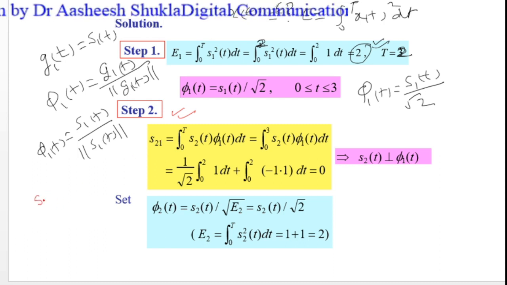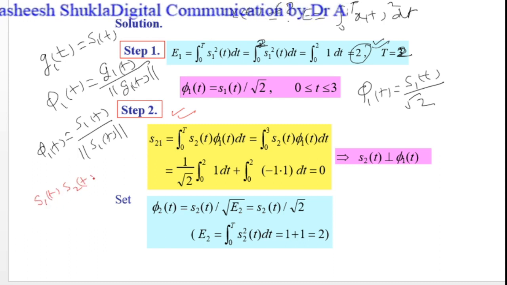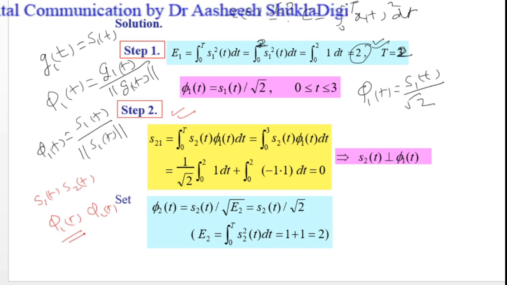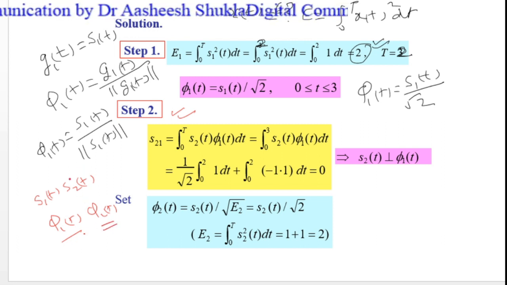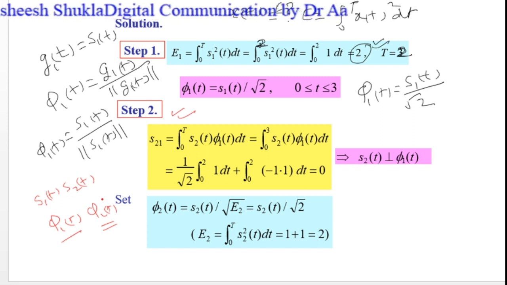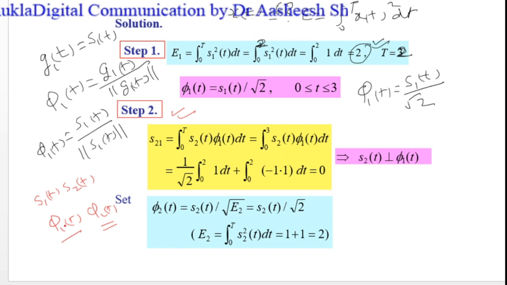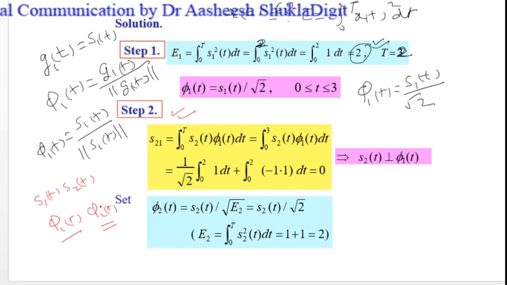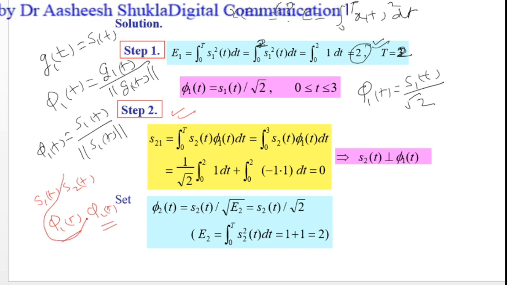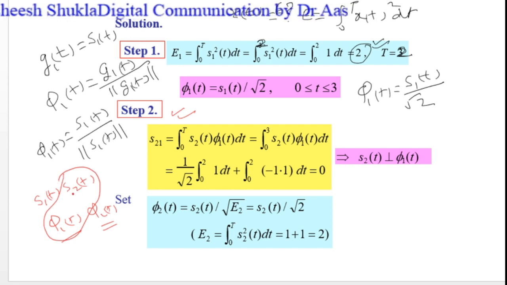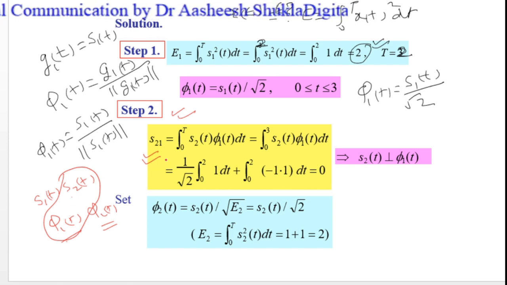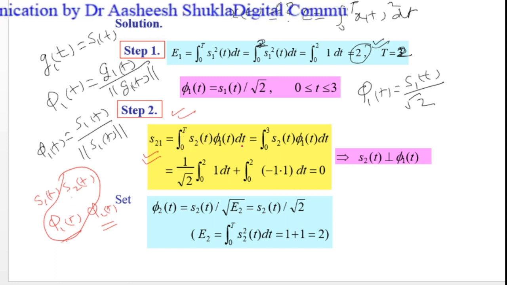Here S1t is given to us, and we are finding phi 1t and phi 2t. So phi 1t we have already calculated, now we have to calculate phi 2t from S2t. The new vector phi 2t should be orthogonal to phi 1t. So to make phi 2t orthogonal to phi 1t, what will we calculate first? We will calculate first the projection of S2t on phi 1t. The projection of S2t on phi 1t is nothing but S21. So how can we calculate it? It is the integral from 0 to capital T of S2t phi 1t dt, right?